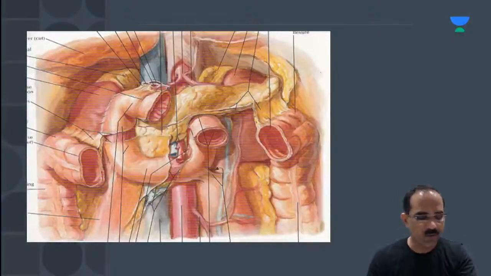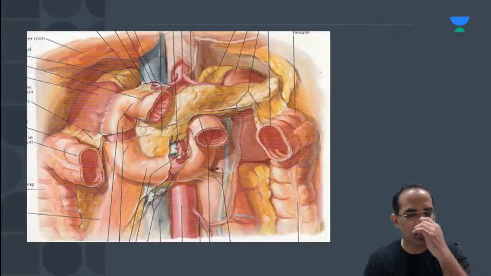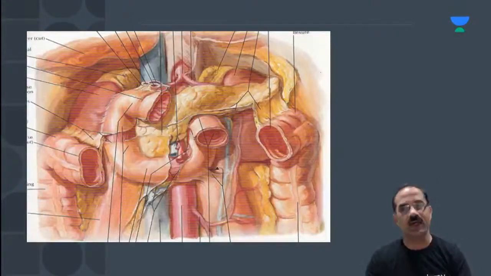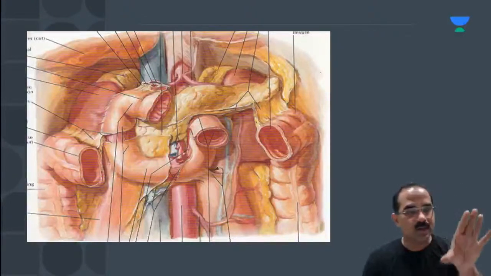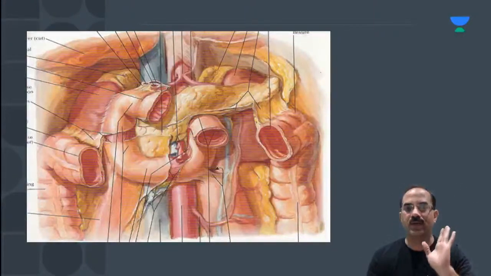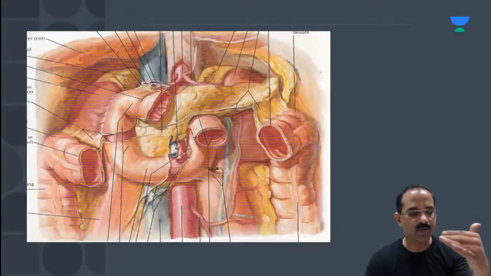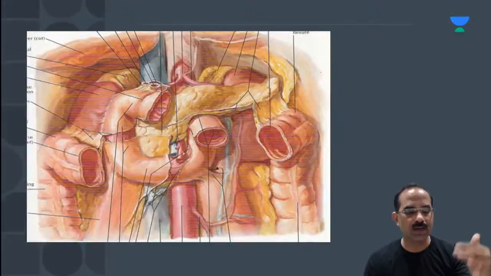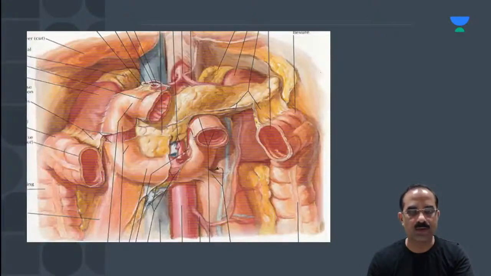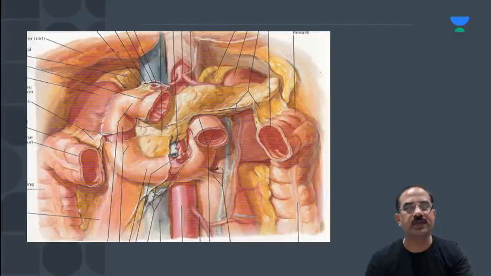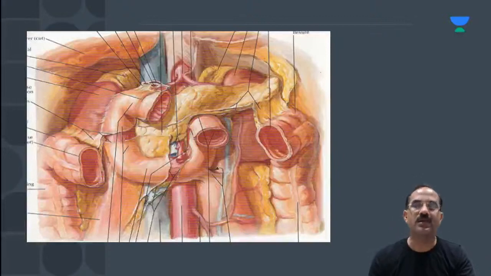The second part of the duodenum, what is the length? 7.5 centimeters. Extends from L1 to L3 vertebrae. It is completely retroperitoneal. Anteriorly, the second part of the duodenum would be crossed by the transverse colon and transverse mesocolon. Posteriorly, the second part of the duodenum would be related to the right kidney and its hilum.